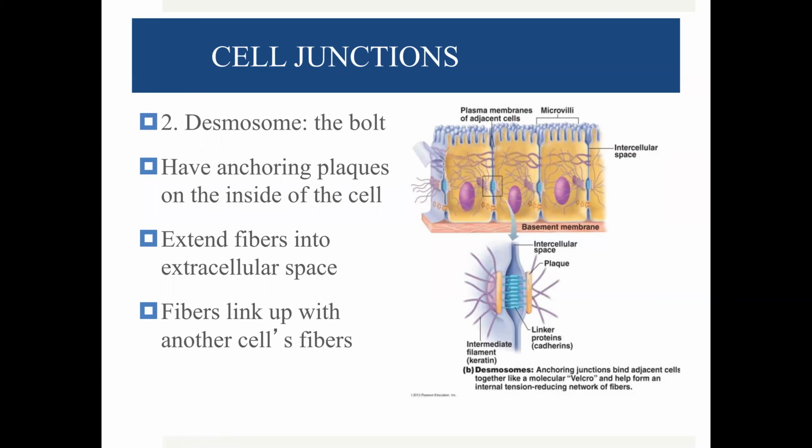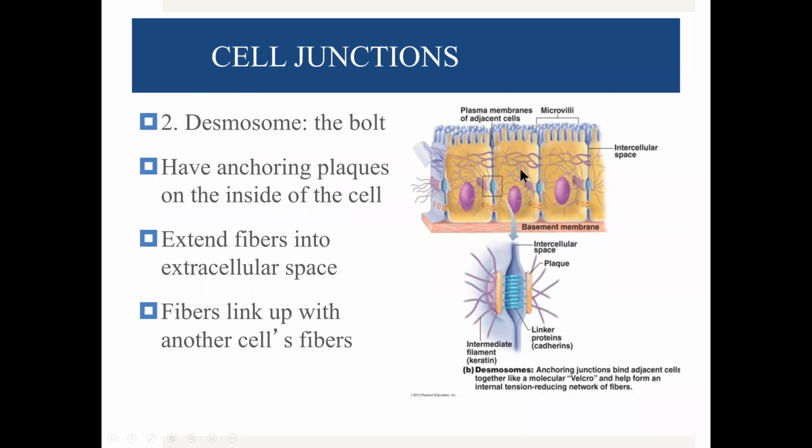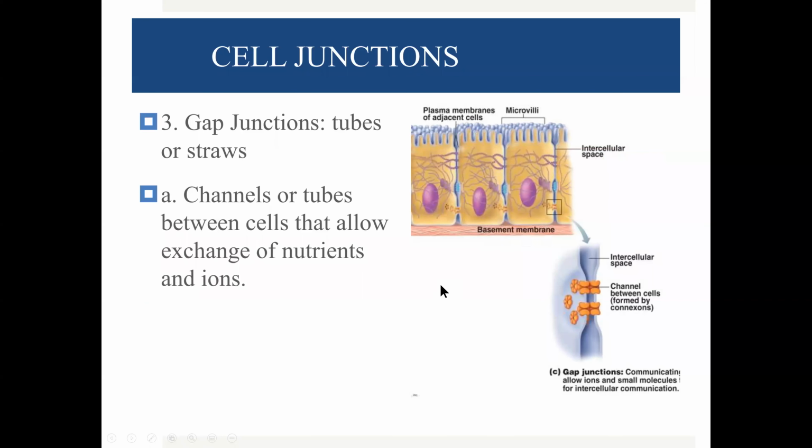So we had the tight junctions, which preserve the interstitial space between the cells. We had the desmosomes, which are bolts that prevent shearing and offload the mechanical stress. Instead of having mechanical stress on one cell, load it off onto multiple cells. And then we had the gap junctions, actual straws or channels where you can exchange nutrients. And that's the end of that.